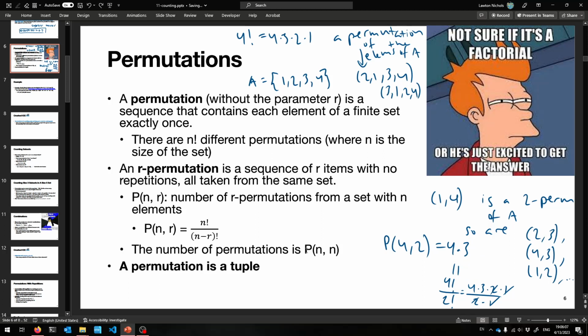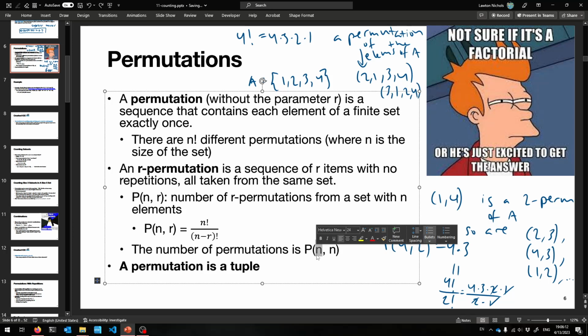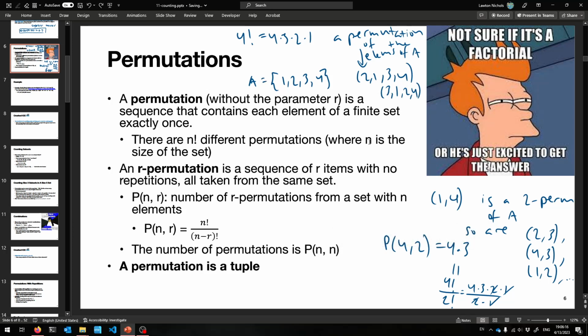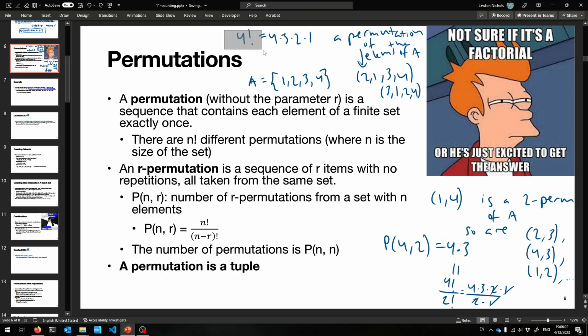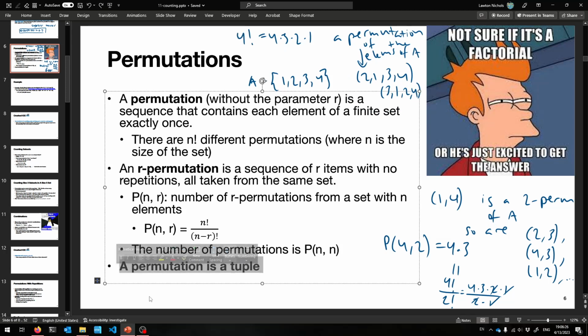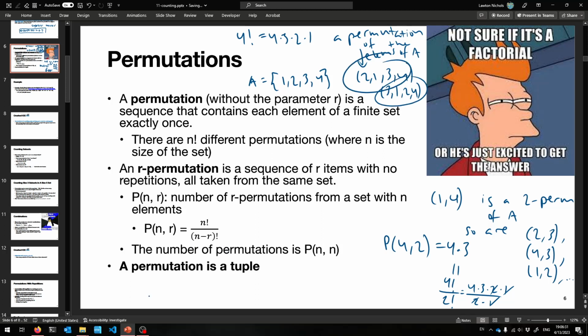And the number of just normal permutations is, you want to pick from your set of size n, sequences of all n things. So that's just a normal permutation at that point. That's PNN. That gets you the 4 factorial out. That's the idea. And yes, every permutation is a tuple because order matters. Like this order matters, that 2 came before 1, 3 came before 1 and 2, things like that. So that's what a permutation is. And let's see, is that everything I wanted to say on this slide?